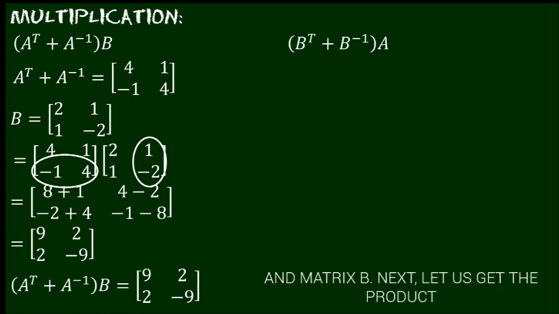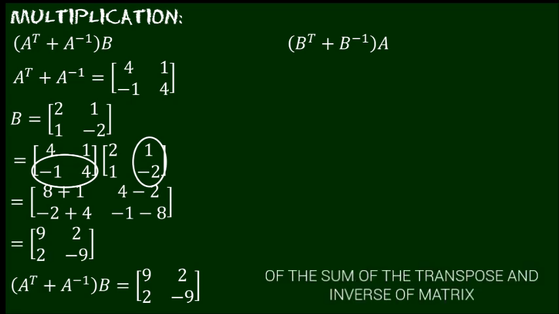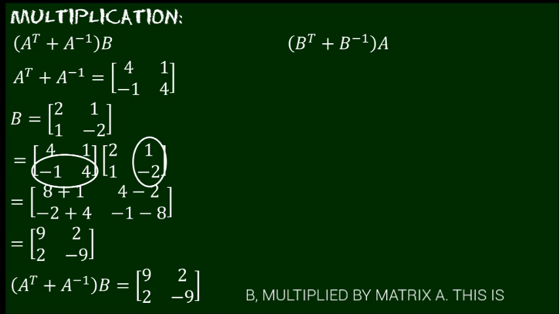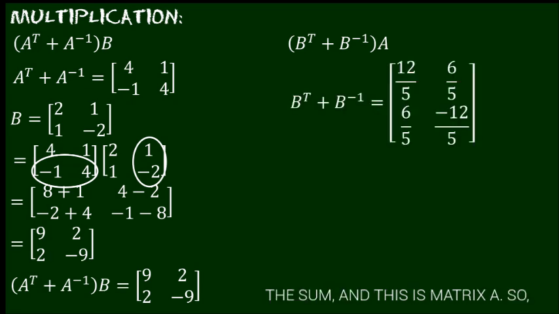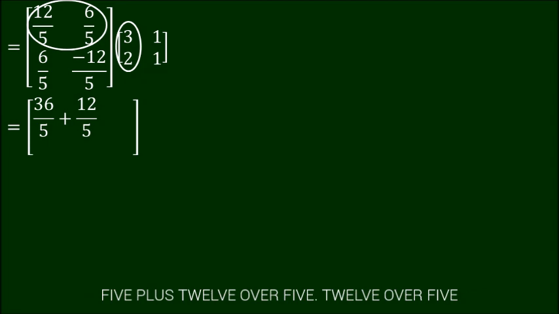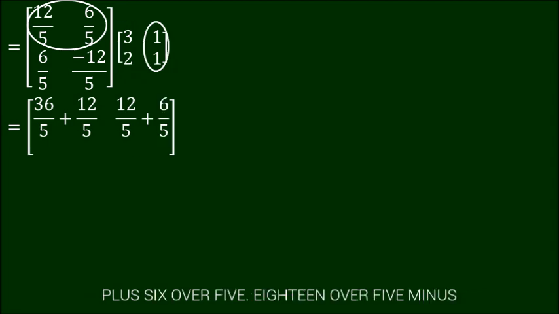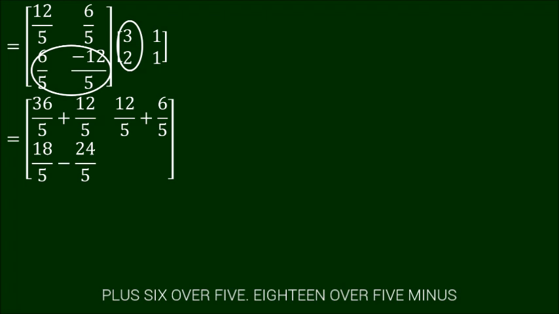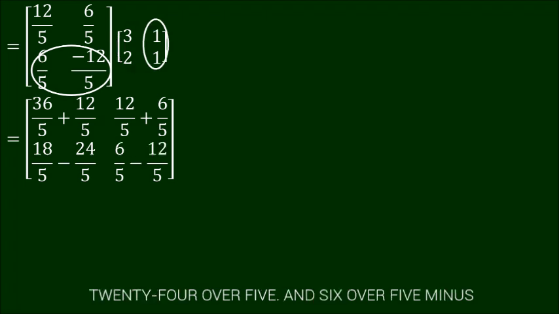Next, let us get the product of the sum of the transpose and inverse of matrix B multiplied by matrix A. This is the sum, and this is matrix A. So, we will have this, and by multiplying these two matrices, we will have 36 over 5 plus 12 over 5, 12 over 5 plus 6 over 5, 18 over 5 minus 24 over 5, and 6 over 5 minus 12 over 5. That will be our product matrix.